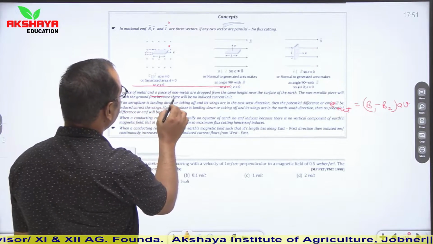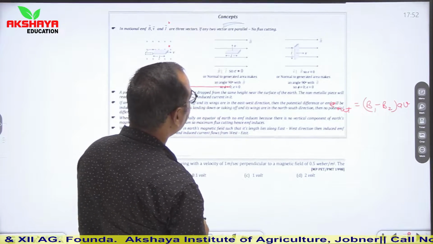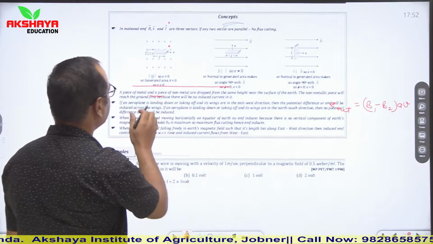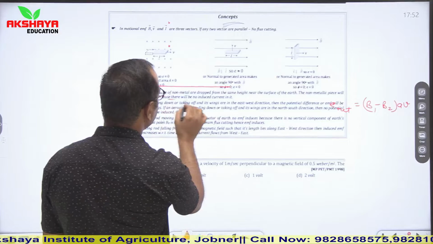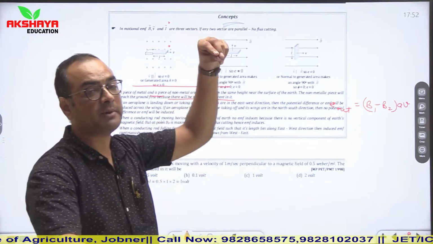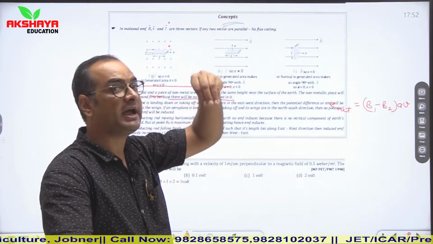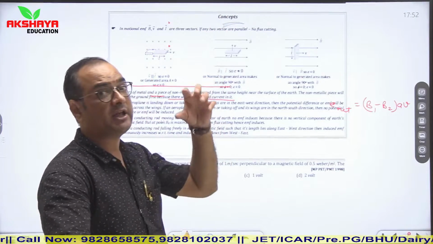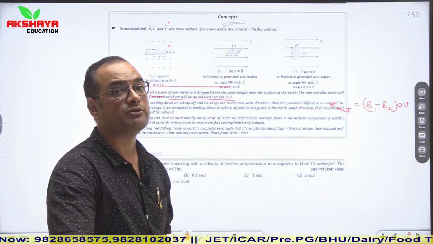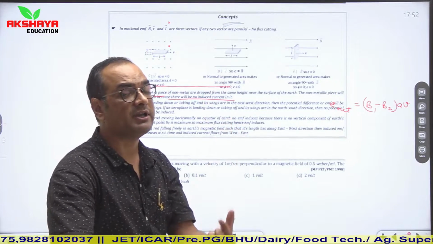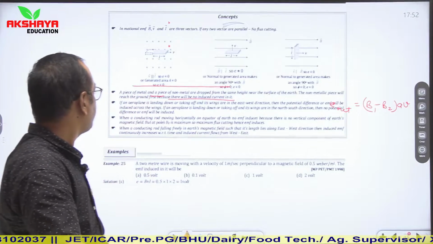A piece of metal and a piece of non-metal are dropped from the same height near the surface of Earth. The non-metallic piece will reach the ground first because there will be no induced current in it. So always keep in mind, whenever metallic and non-metallic pieces are dropped from a similar height, in the metallic slab there will be induced EMF and induced current which opposes its motion. So the non-metallic piece will reach the ground first.